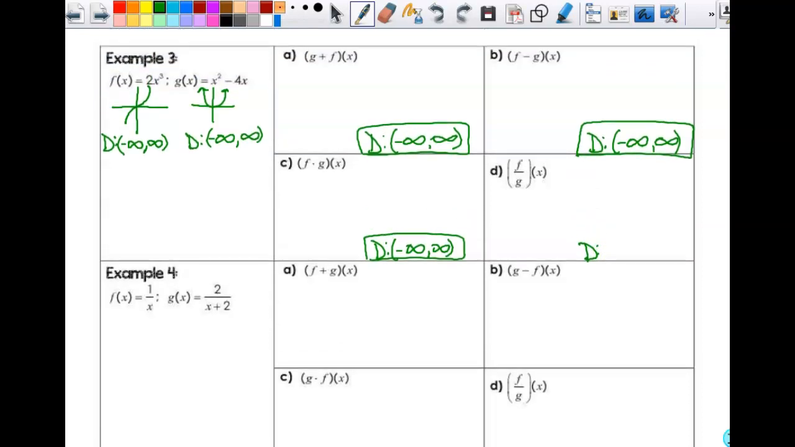Let's start with C. So I'm going to multiply them. This gives me 2x cubed times x squared minus 4x. Okay? So then when I multiply them together, I'm really just distributing. So 2x cubed times x squared is 2x to the what? 5th minus 8x to the 4th, and that is f times g of x.